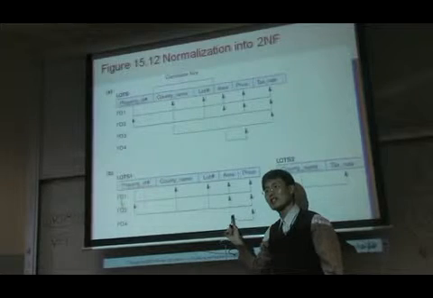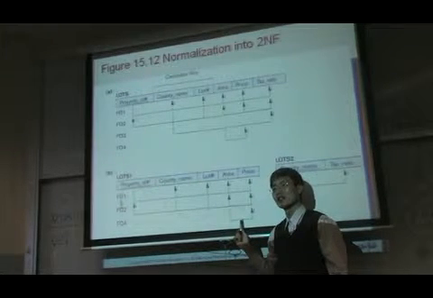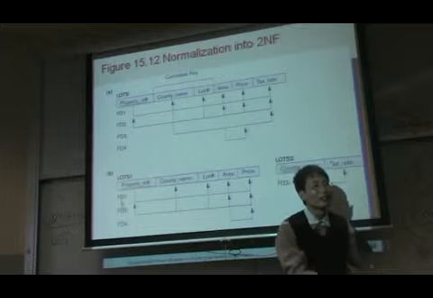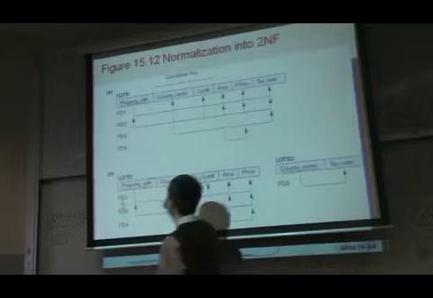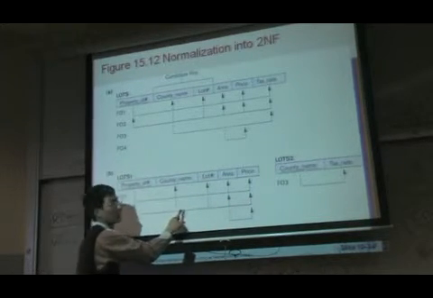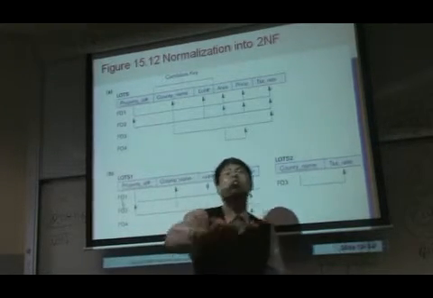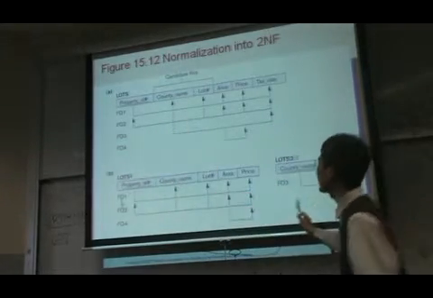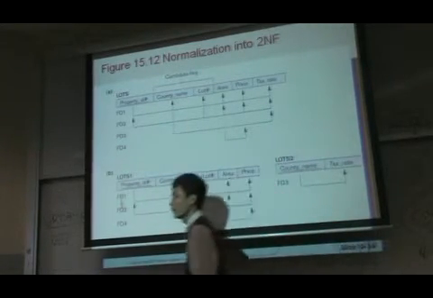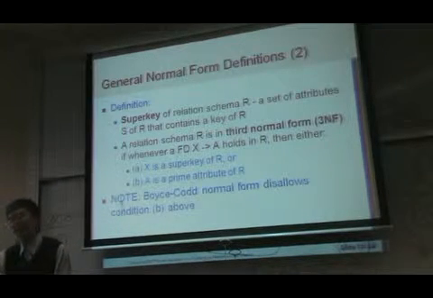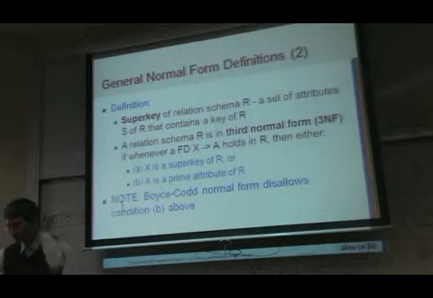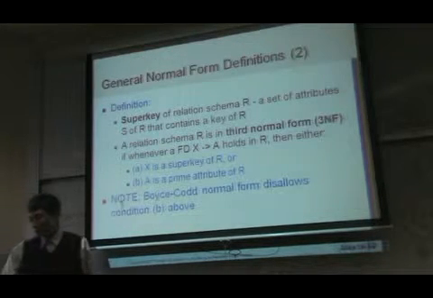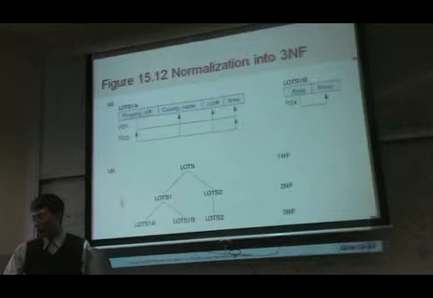However, this one is transitive because area determines the price. So area is determined by property ID, right? So it's transitive. So this is not in third normal form. We need to address that one. How to address? We need to take out such a thing. Okay, that is the third normal form.